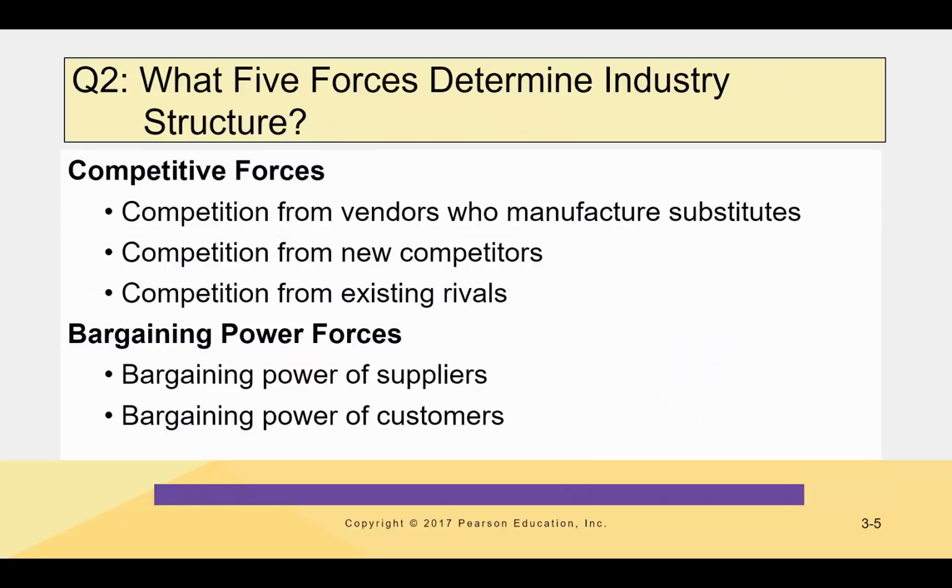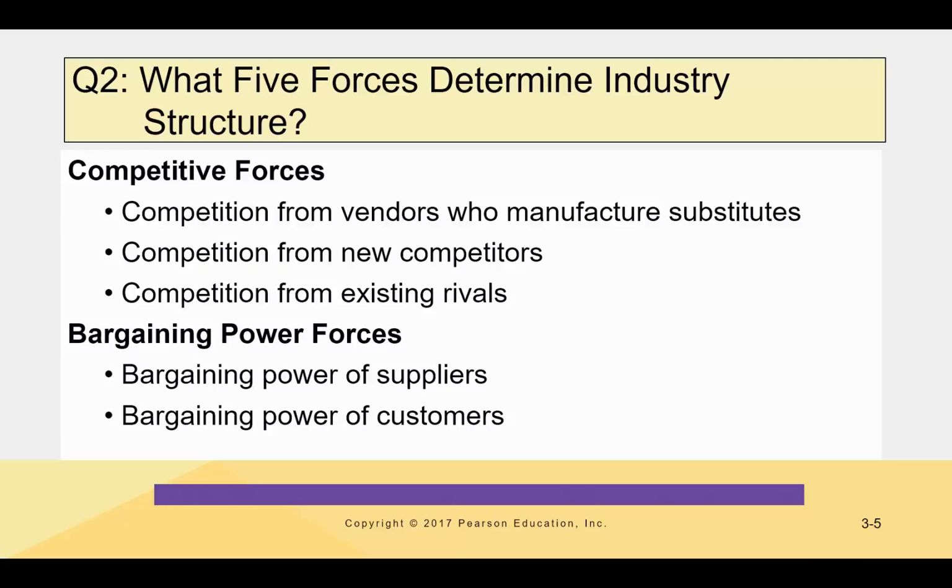So, competitive forces. Michael Porter says there's 5. Competition from vendors who manufacture substitutes. So when you go get a lawnmower, do you get a Murray or do you get a Honda? And why would you get one over the other? What about when something new comes out? When Apple comes out with a smartphone, Samsung is close behind or slightly ahead. They're in competition with each other. People like new stuff.